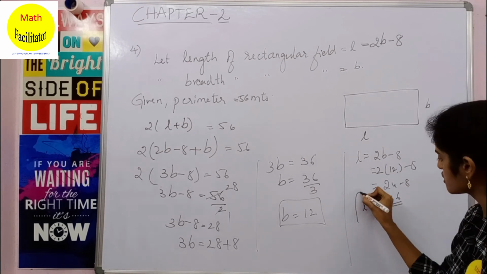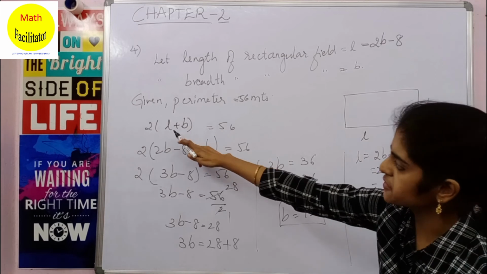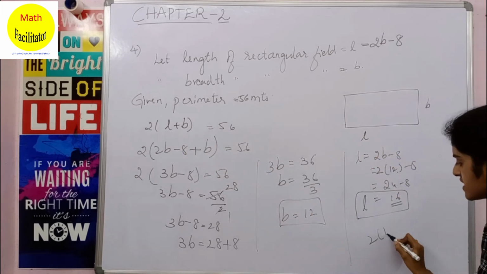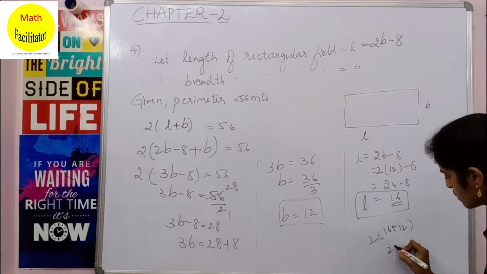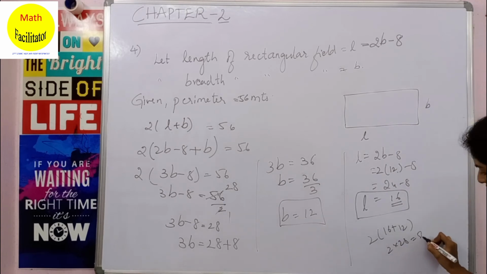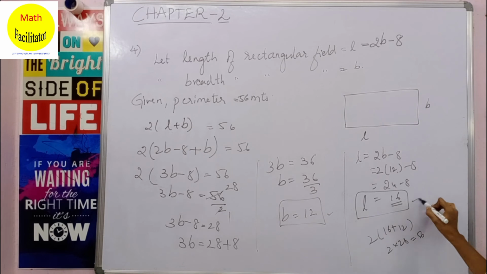Now you can also check the condition. Now you can substitute here. Now 2 into 16 plus 12, is it 56 or not? Okay, so this is 2 into 28, which is 56. Clear? So whatever values we got are correct.